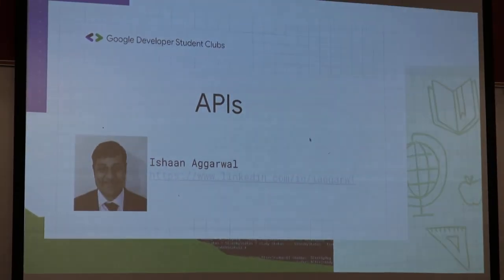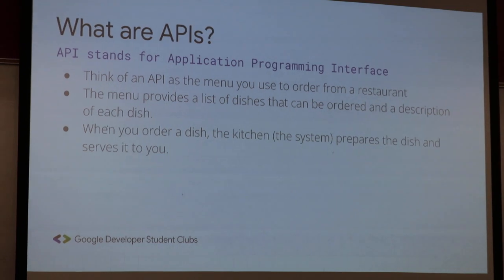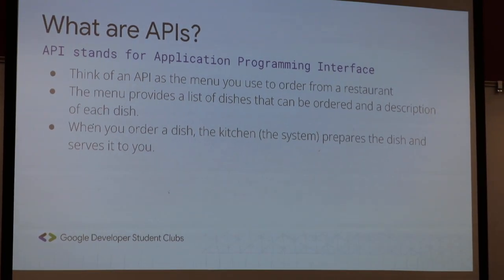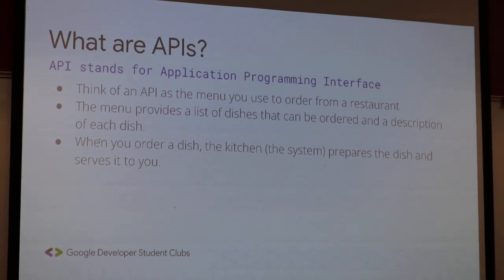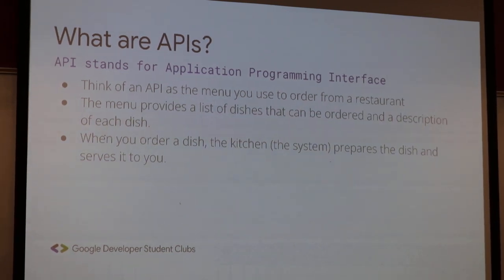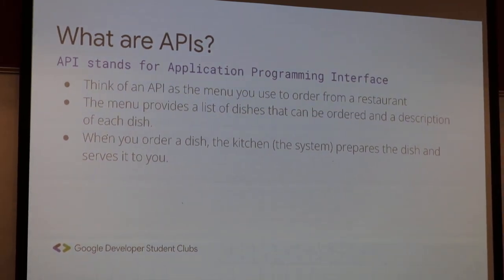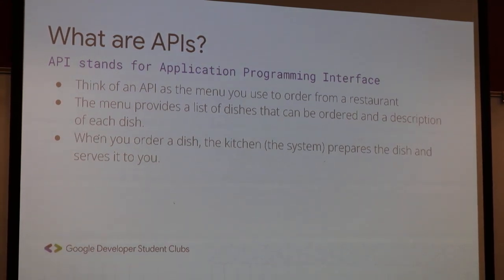Cool. All right. So, APIs. API stands for application programming interface. A common example given when describing APIs is the menu that you find at a restaurant. Basically, when you're given a menu, you want to order some food, and that food could be represented as data.